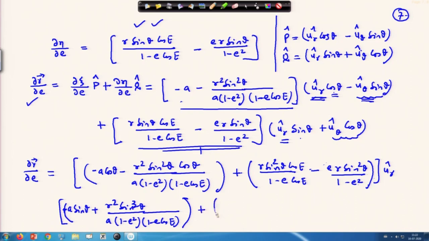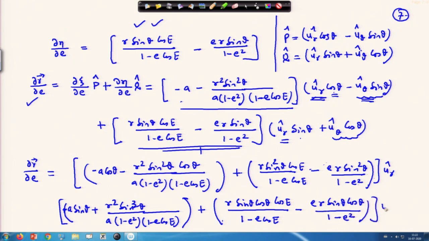So, this will be with plus sign r sin theta into cos theta cos e divided by minus, and this is u theta cap. Now, whatever terms we can cancel, we will cancel. So, for the next page we go.